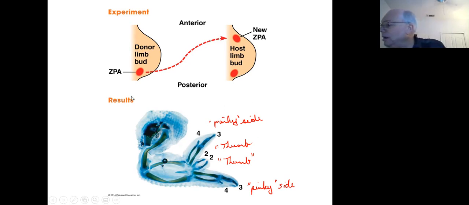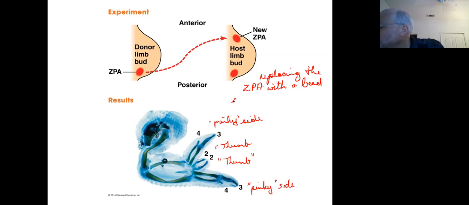So I'm going to put in here, replacing the ZPA with a bead soaked in hedgehog protein.